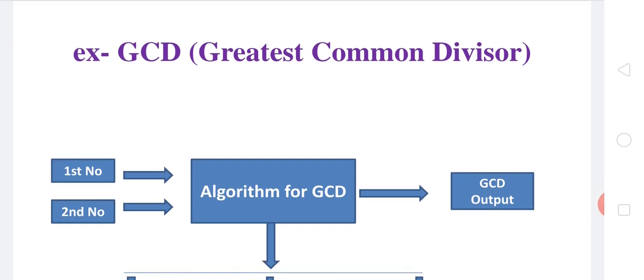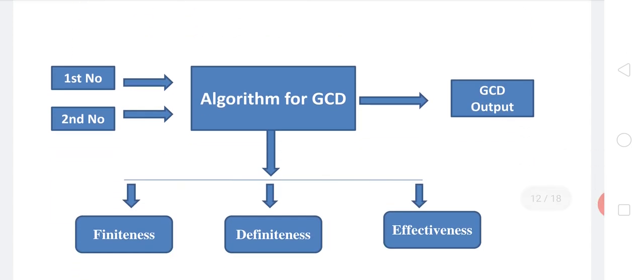For example, GCD, which is called the greatest common divisor. Now see in the figure, in the middle is the algorithm of GCD. At the left side we provide two numbers, the first number and the second number. The algorithm takes these two numbers, along with some algorithm properties: finiteness, definiteness, effectiveness. By using these properties, the algorithm generates the GCD output.